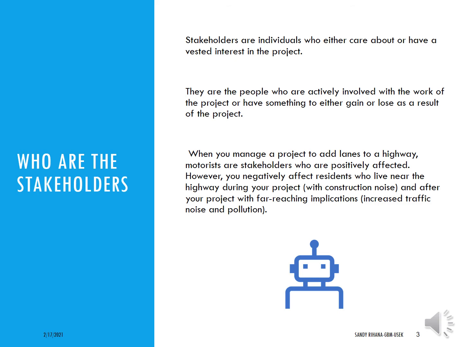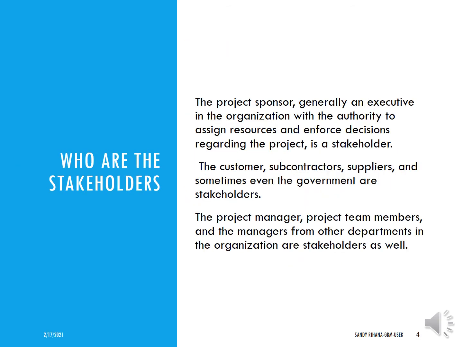So you can also have stakeholders that can be affected positively or negatively, and stakeholders who can affect the project either positively or negatively. Another type of stakeholder, for example, is a project sponsor. The project sponsor, in general, has the authority to assign resources and enforce decisions regarding the project. Also, it is a stakeholder, and it's the one who delivers money.